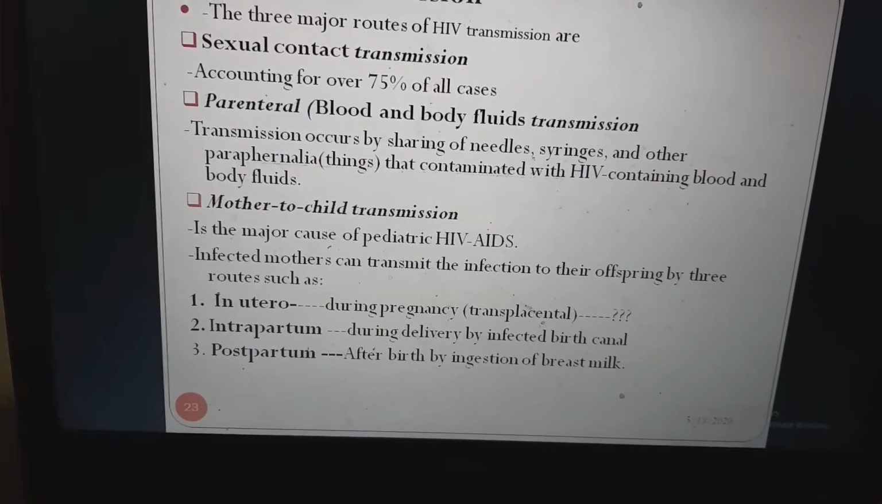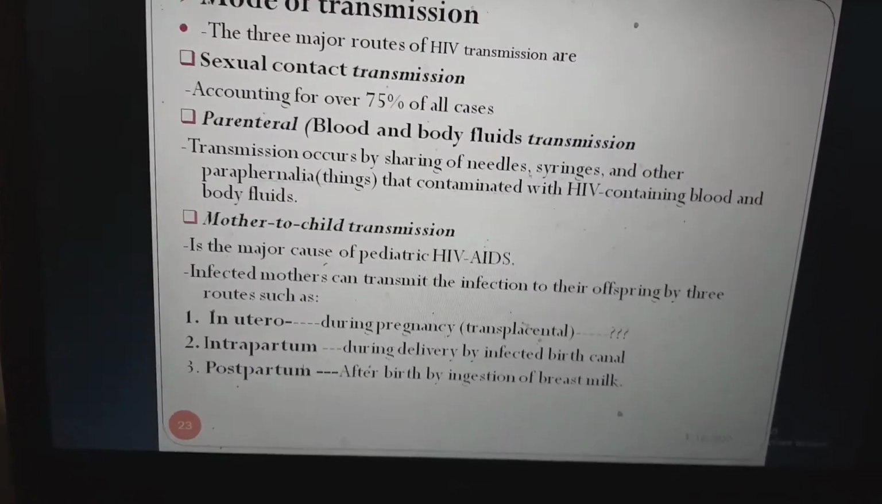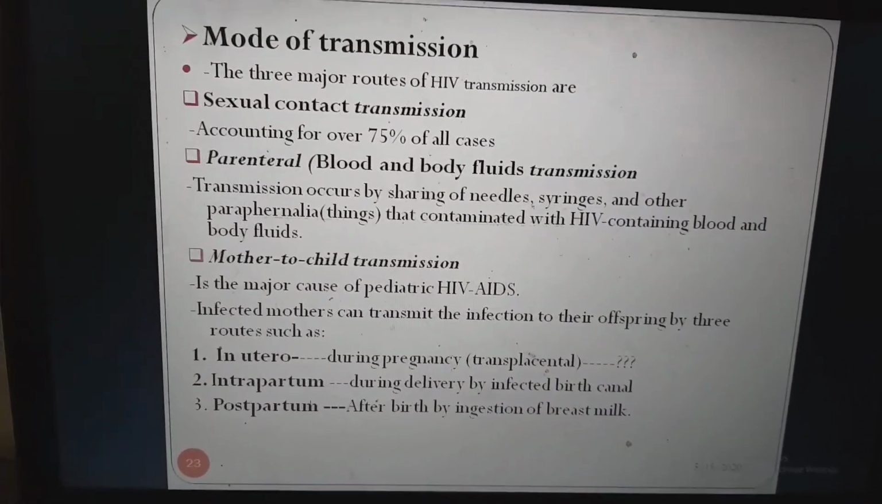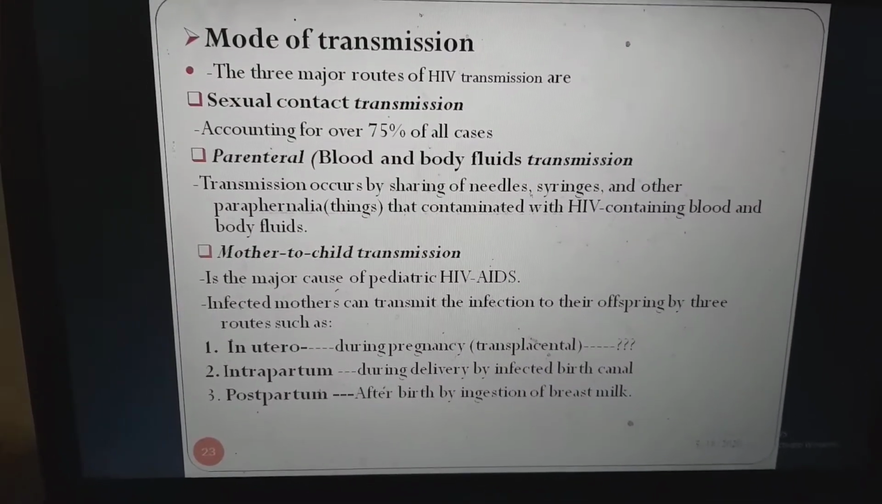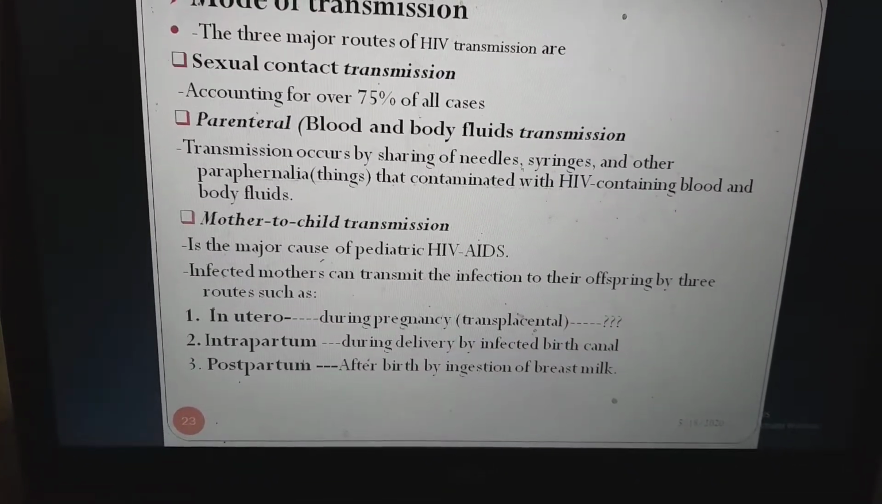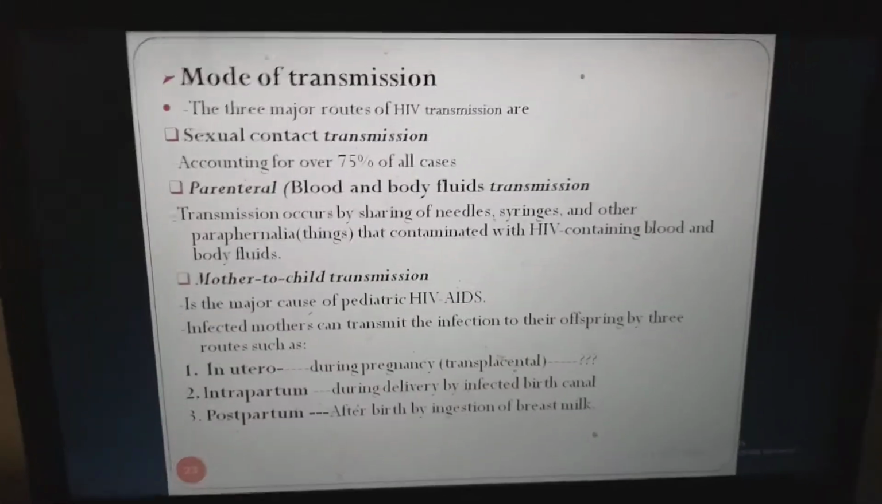Maybe after birth again there is transmission. In utero, during pregnancy or transplacental, studies are still going on. It is not settled now, but simply we can classify as during pregnancy, at delivery, and after delivery. Good.